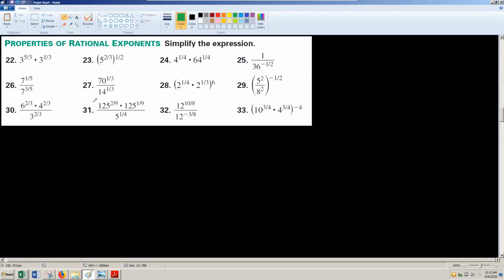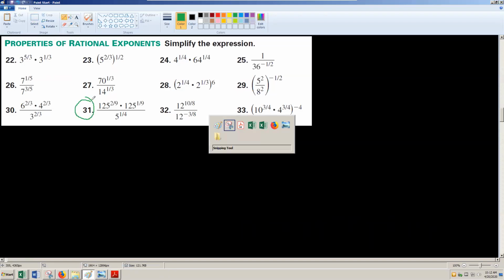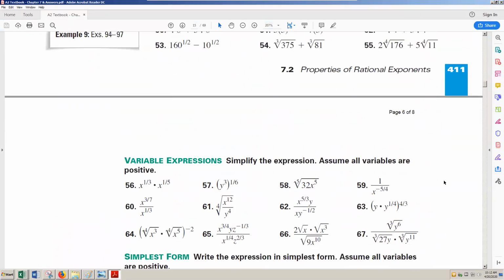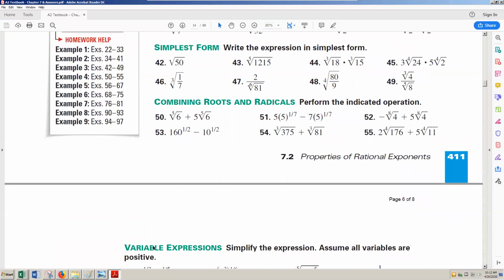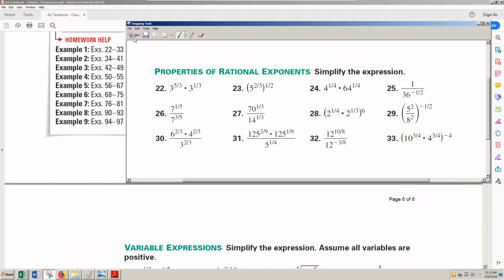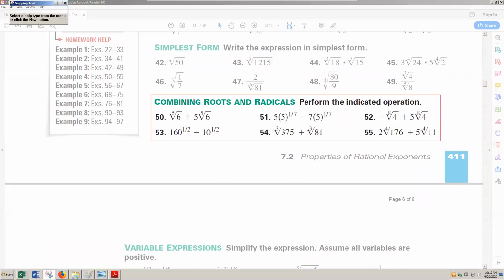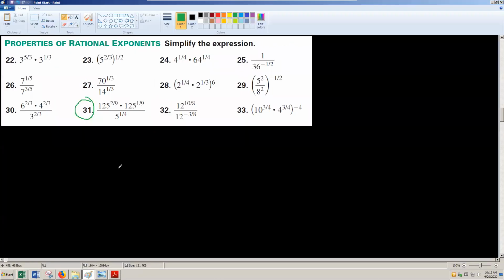All right, let's see. We got 31. And here we got 55.